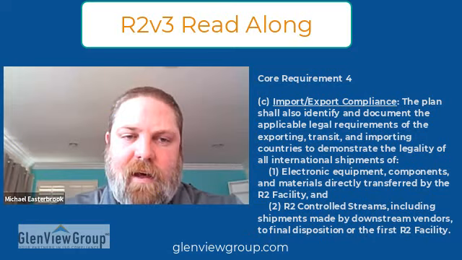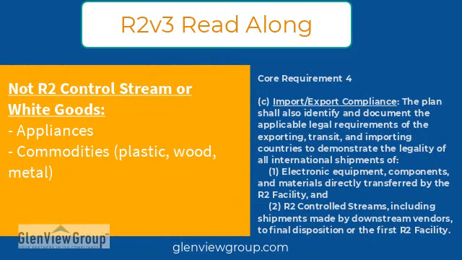The stuff that would be considered a not controlled stream would be like white goods, like refrigerators or microwaves, or plastic, wood, metal, and stuff like that, that still has certain requirements. It's non-focus materials that need to be dealt with and handled properly, but the R2 controlled streams are those things that we need to really make sure are appropriately dealt with and managed in accordance with the legal and other requirements for shipping those materials.